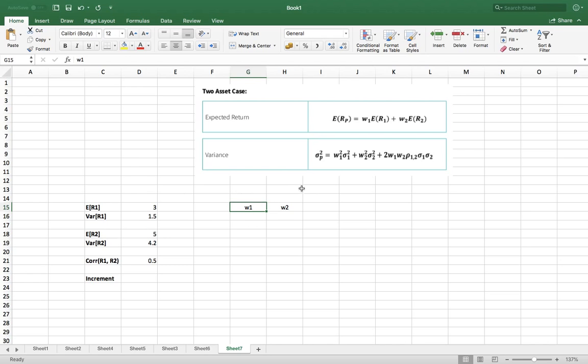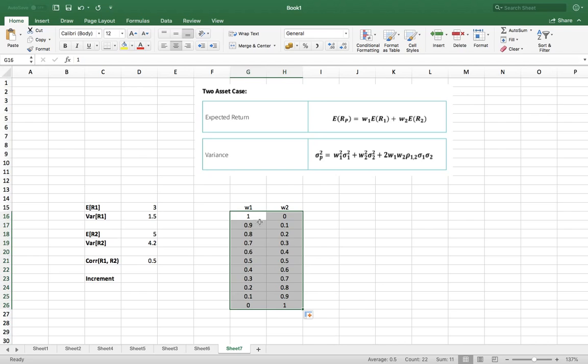I'm going to consider 10 possible combinations of the weights. The important thing is that the sum of the weights must add up to one. If we're putting 100% of asset one into the portfolio and zero of asset two, the weights are 1 and 0. If we're putting 90% of asset one in, then it's 0.9 and 0.1. If 80%, it's 0.8 and 0.2. You can see the weights add up to 1 in all cases. Then 0.7 and 0.3, 0.6 and 0.4. If I highlight that and drag it down, you see the series is completed for me.